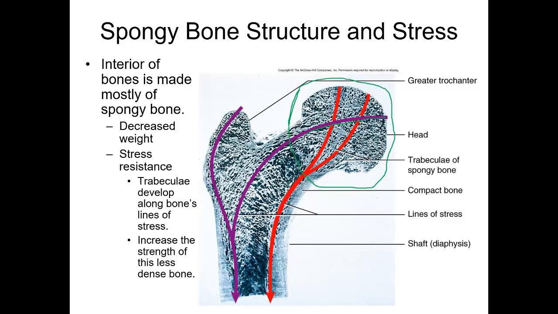Over here you can clearly see the medullary cavity, which is what I'm drawing right now. You can see the compact bone right here, and you can very clearly see the spongy bone and the trabeculae right here.